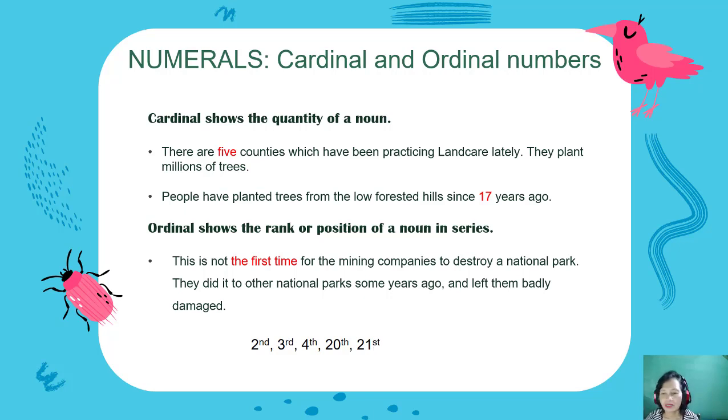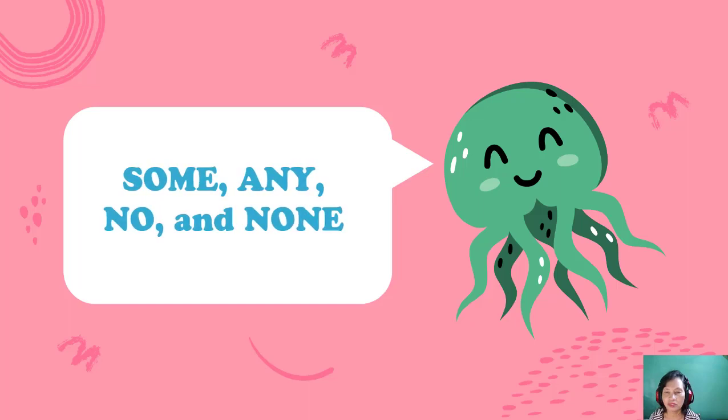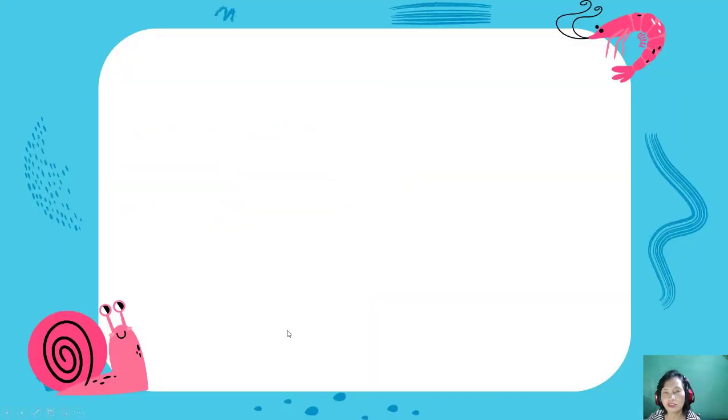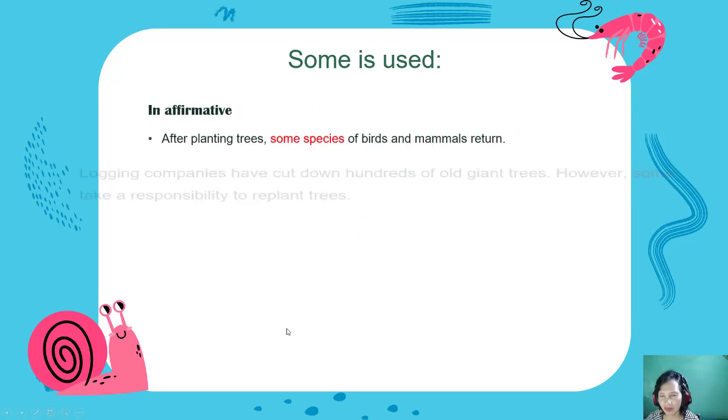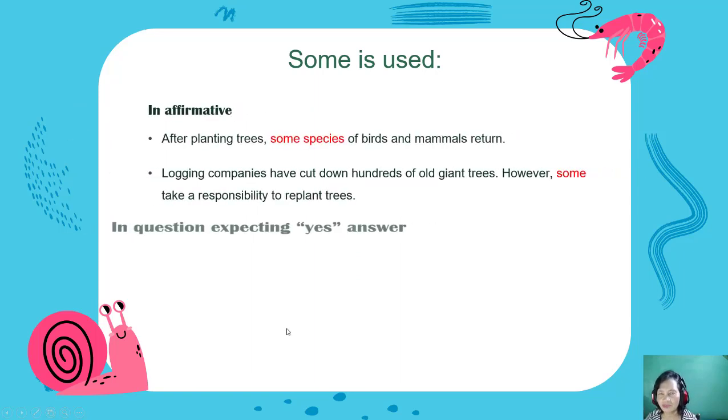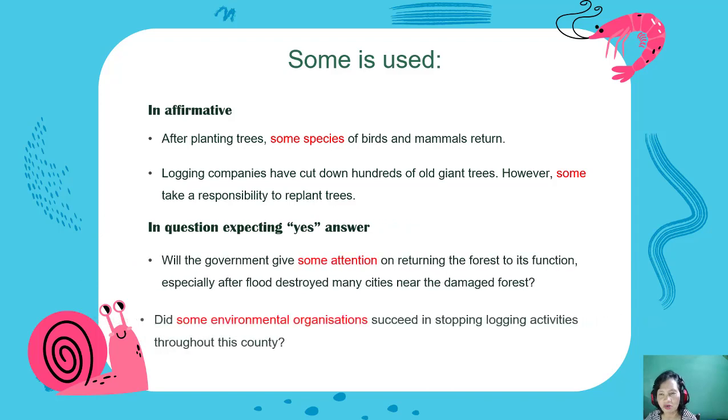Okay. The next is we will talk about some, any, no, and none. Some is used in affirmative sentences. After planting trees, some species of birds and mammals return. Some species, so you have this plural. Logging companies have cut down hundreds of whole giant trees. However, some take responsibility to replant trees. Some species, some. So this is an adjective.